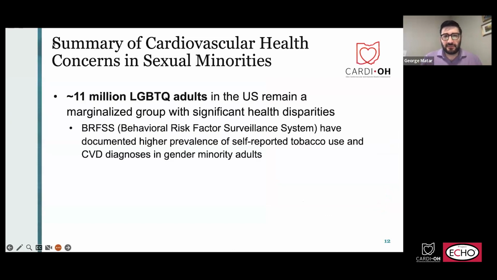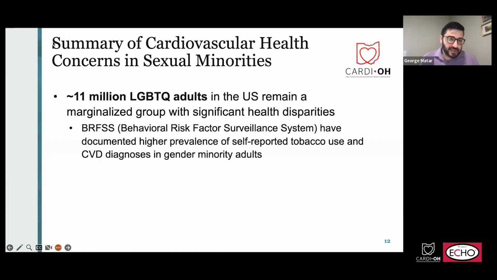So let's talk about cardiovascular health in this patient population. There's approximately 11 million LGBTQ adults in the US that are in this marginalized group, and they all have significant health disparities, in the sense that each individual group has things they're dealing with. Unfortunately, for this patient population, we've only recently, within the last decade, started gathering data on these patients because we did not have that demographic marker in our surveillance systems.